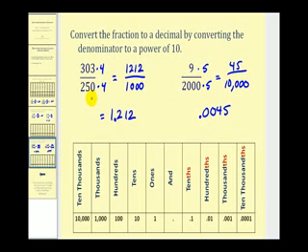So converting the denominator to a power of 10 is a nice way to convert a fraction to a decimal if the denominator can be easily multiplied by a factor to obtain a denominator that's a power of 10. If we're not able to do this easily, we'll have to perform long division, which will be covered in part 2.